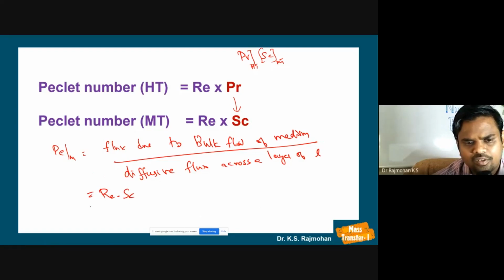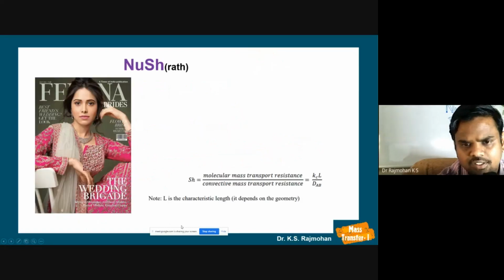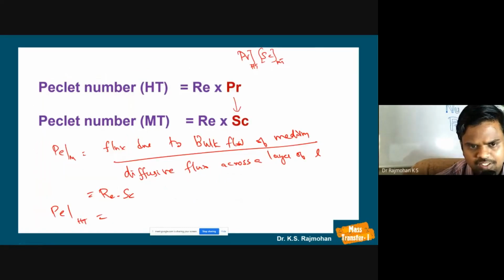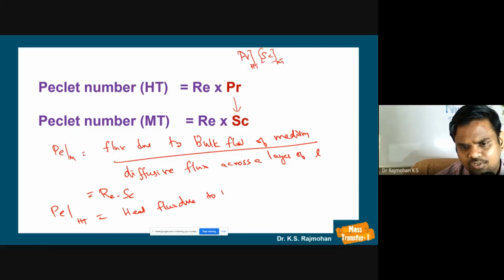Similarly, what is Peclet number for heat transfer? I hope in that course you are learning that. It is Reynolds number into Prandtl number. So we can write the significance as the heat flux. Here it is mass flux, and here it is heat flux due to bulk flow, to the diffusive flux, which here means the conduction flux across a thickness L.